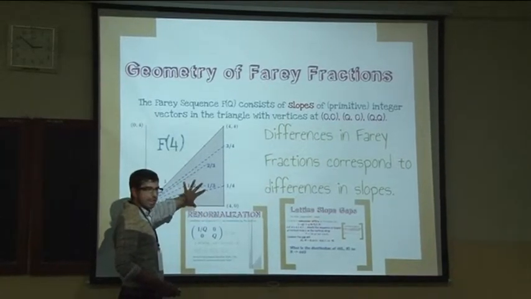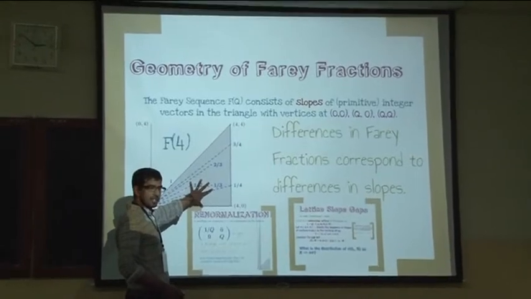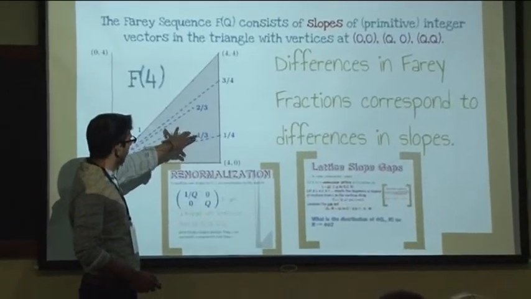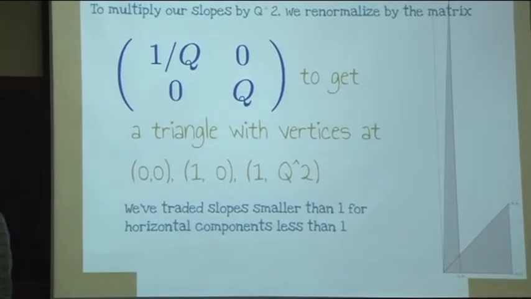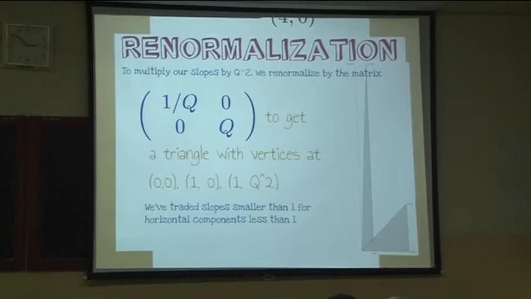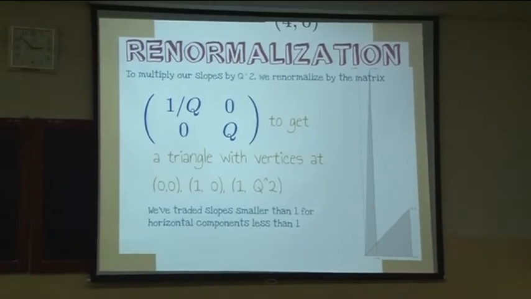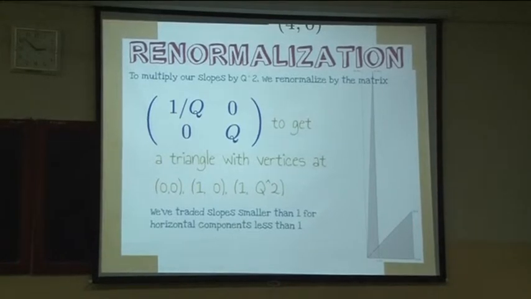Nothing fancy. Now, we want to understand the differences in these slopes. And remember, we also want to normalize appropriately. We want to multiply by q squared. So to multiply slopes by q squared, we're going to apply a linear map. We're going to renormalize by this linear map, 1 over q, 0, 0, q. That scales slopes of vectors by q squared, right? The x-coordinate gets shrunk by q. The y-coordinate gets expanded by q. So the slope gets multiplied by q squared.